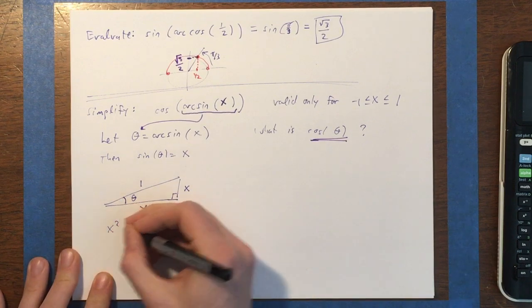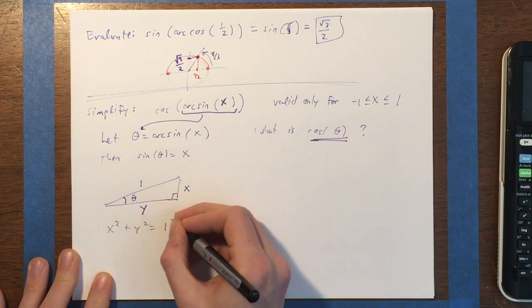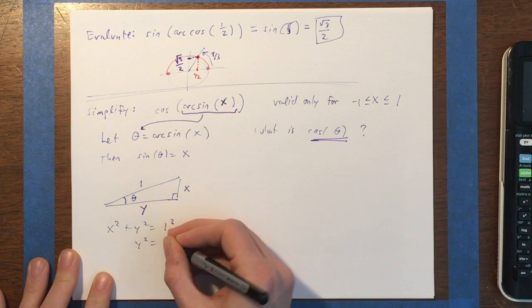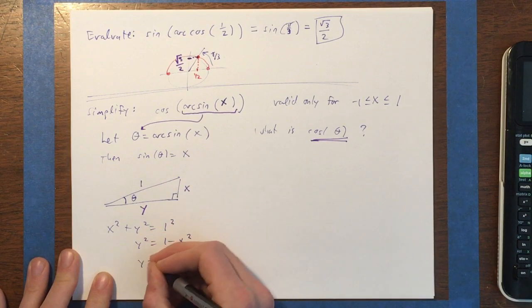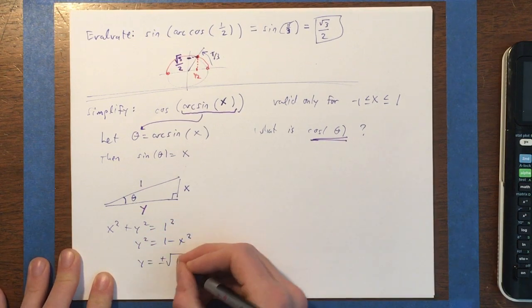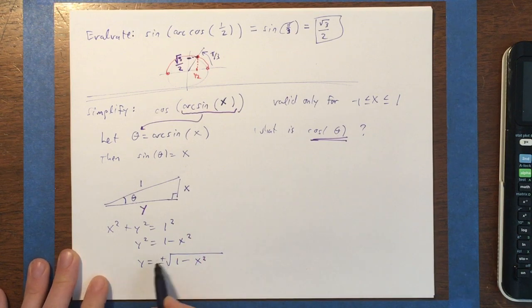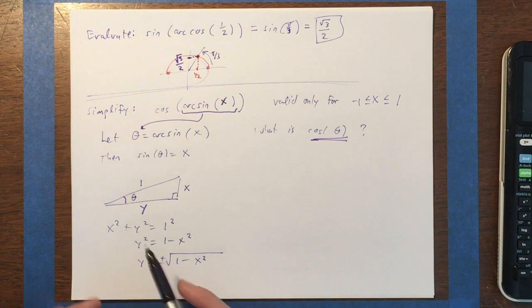So what we can do here is x squared plus y squared should equal 1 squared. And then y squared is going to be 1 minus x squared. And so y is going to be plus or minus the square root of 1 minus x squared. Now I put a plus or minus because, when you take a square root, you have two possible solutions.